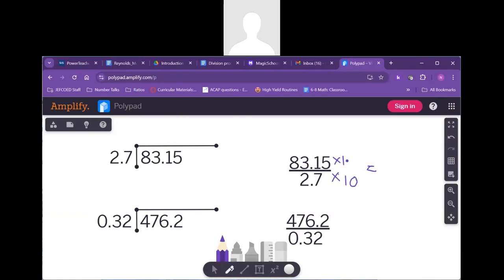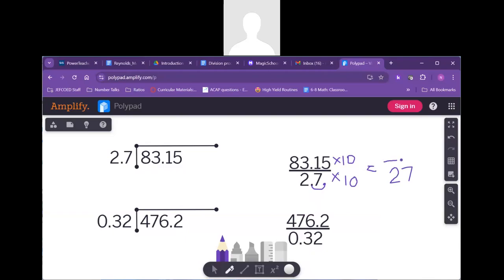Or what I do to the denominator, I do to the numerator. Okay, so let's multiply each of these by 10. Well, we know we want to move the place value to the left, which means we can make it look that way by moving our decimal to the right. So now we have 27 as our divisor, right?